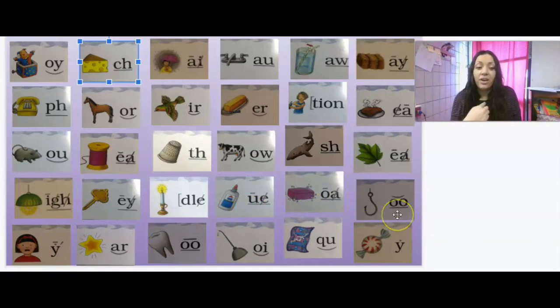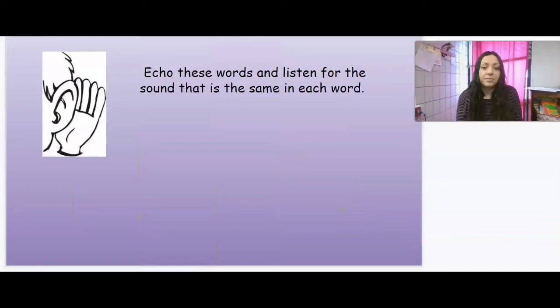Soap, O, digraph OA. Hook, digraph OO. Cry, I, vowel Y. Star, R, combination AR. Tooth, oo, digraph OO. Oil, oi, diphthong OI. Quilt, qu, combination QU. And candy, E, vowel Y, very good.